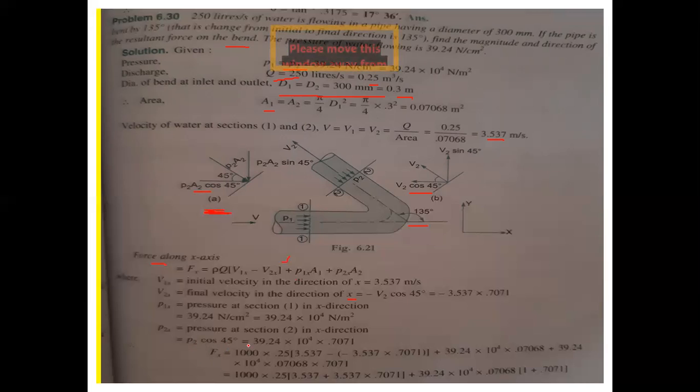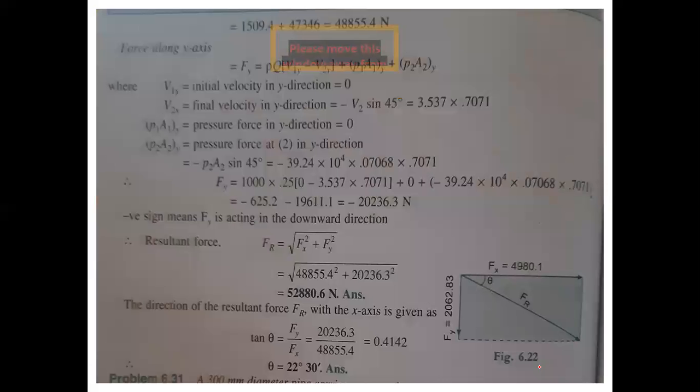So P2 cos 45 degrees, substituting here we are getting the value. Now what is f of x? Substituting all values, 1000 into discharge 2.25 into V1x minus V2x plus P1x into A1, that is a value you are getting. So substituting all this, we are getting the value. Thereby in the x direction, the value is 48,855.4 Newton.